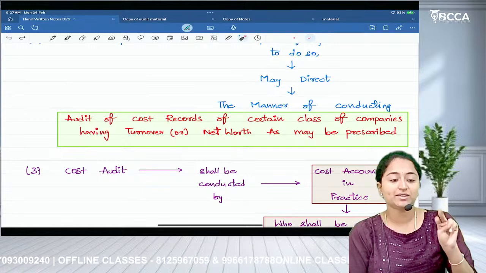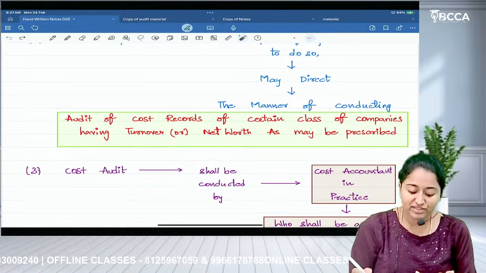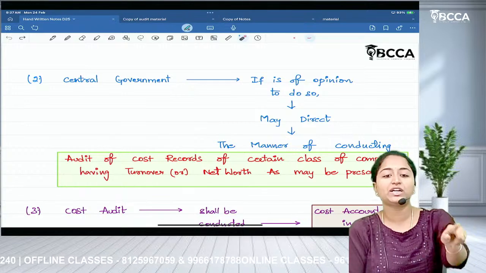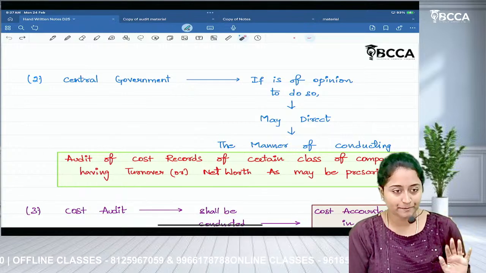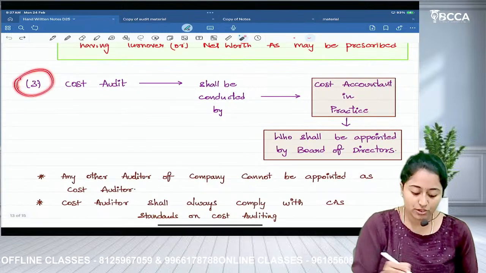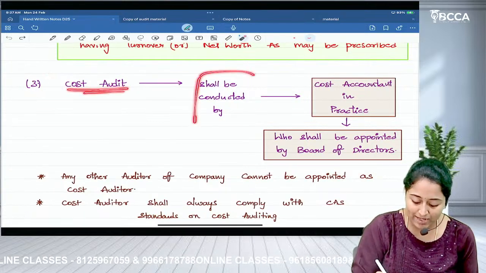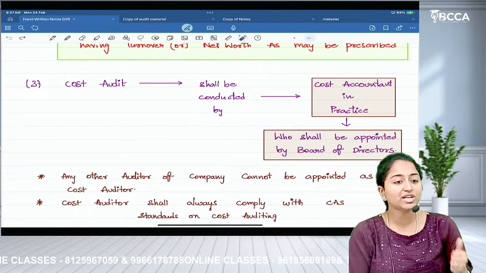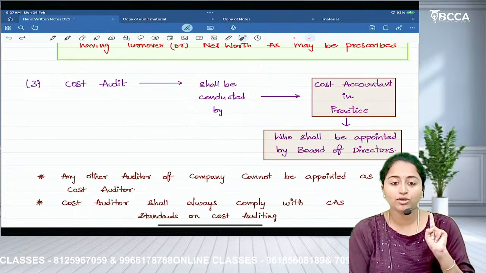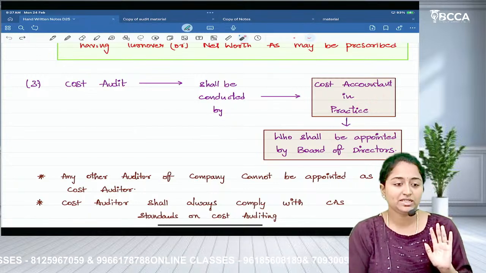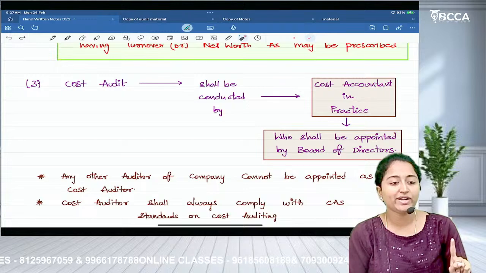Section 148 subsection 2 tells that if central government is of opinion, then they can prescribe the manner of conducting cost audit. Clear? Now, coming to section 148 subsection 3. Cost audit shall be conducted by. Now, who shall do the cost audit? Cost audit can only be done by a cost accountant in practice. So, he should be a qualified cost accountant.